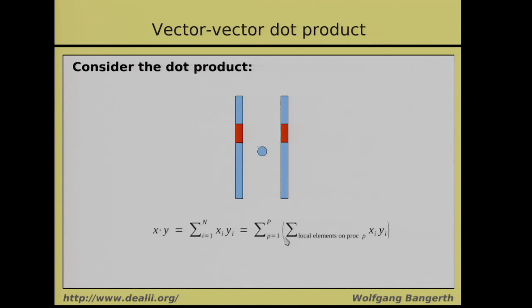But then I need to sum up the contributions from all of these individual products of the local parts. So this is something that every processor can do by itself, but then I need to sum it up. Okay, so the way you would typically do this is, let's say everybody sends their local contribution to processor 0. Processor 0 adds it up and sends the result back to all of the other processors.